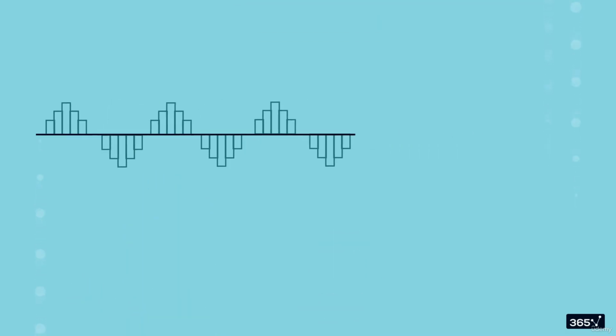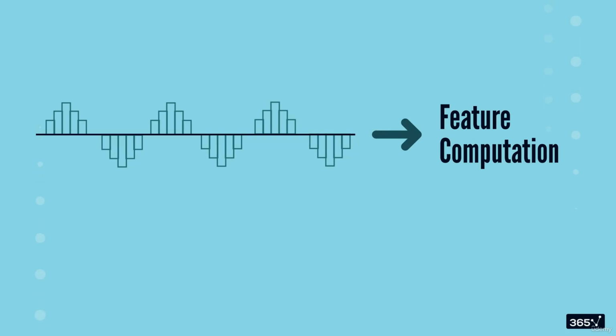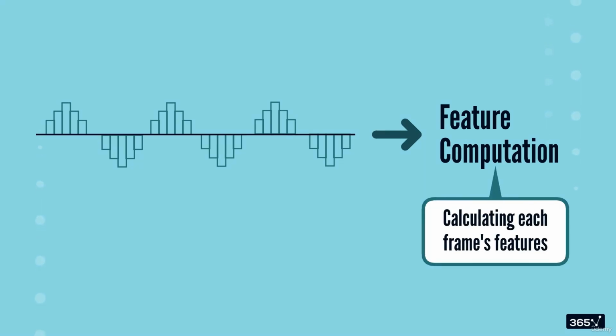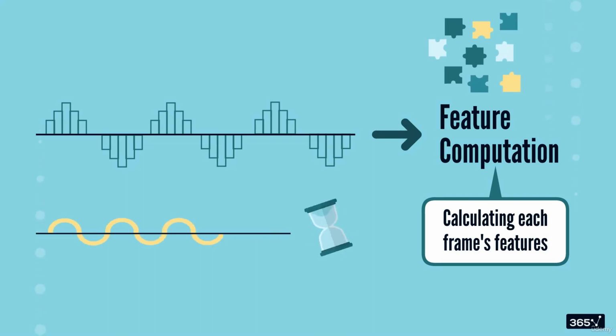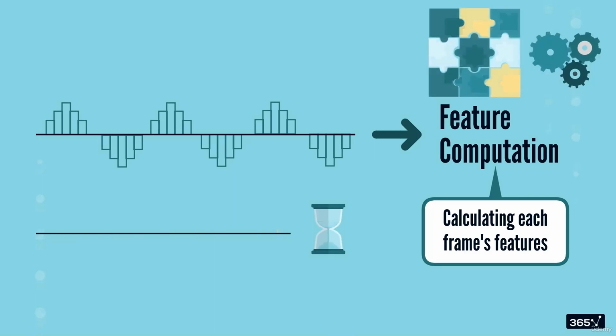So, what's next? After framing, the next step in feature extraction is called feature computation. This involves calculating each frame's time domain features by analyzing its specific characteristics. Recall that time domain features describe how the signal behaves over time and how sound changes from moment to moment. Next, the features from each frame are combined to represent the entire sound we're analyzing.